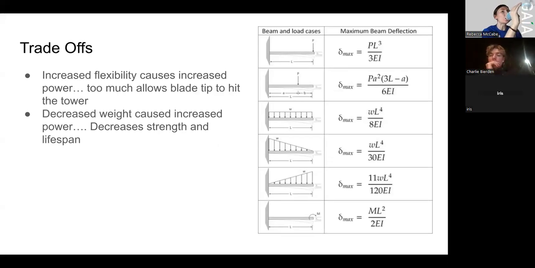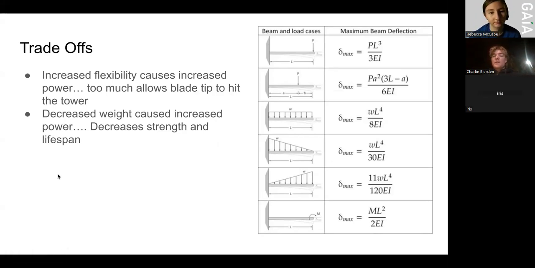I'll talk about different trade-offs, like I kind of talked about before. In terms of the blade length, you want it to be longer. However, you can't be too long, where it would cost too much to build. But something the competitors might find more important is the flexibility.